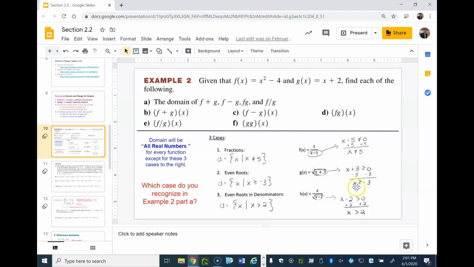So once we solve, here's my domain for the square root of x plus 3. You choose any number for x that you want, but it must be greater than or equal to -3, because those numbers are going to work here.